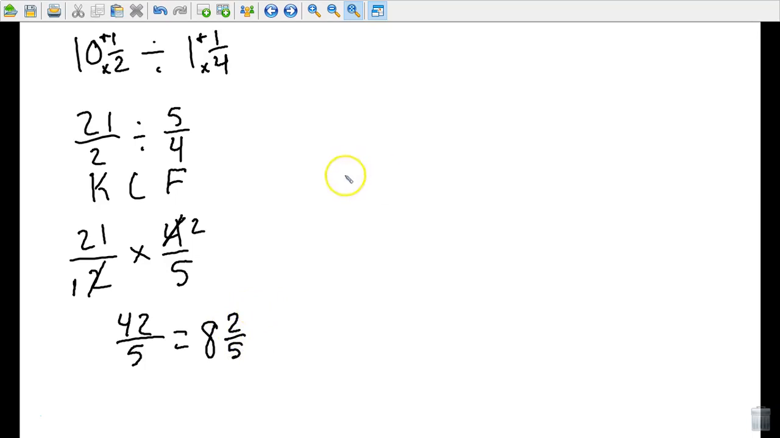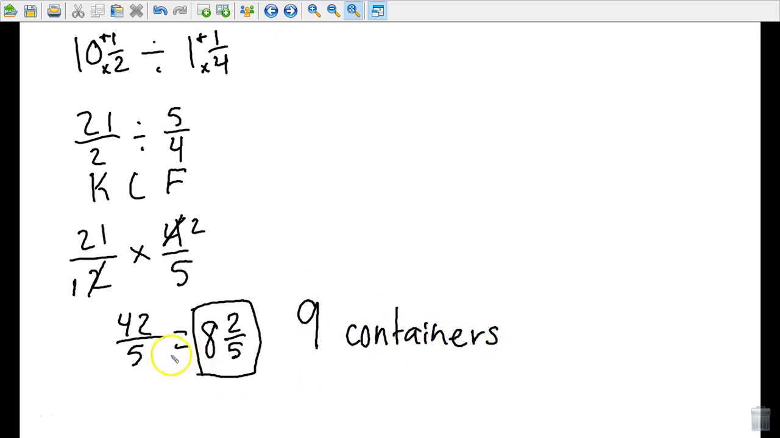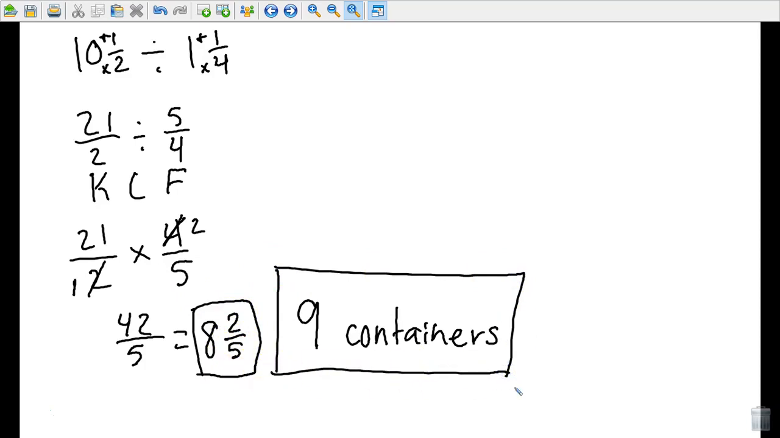So this is the exact answer, okay? When you solve it. But can I have 2/5 of a container? No. So I will have 8 full containers and then 2/5 of the last container full. So I will need 9 containers. That is the correct answer. I need to go up another container for this 2/5. Okay? So 9 containers is the actual answer that they wanted. Alrighty then, moving on.